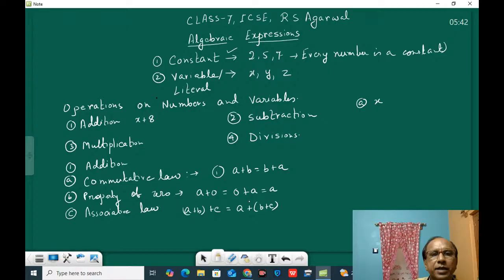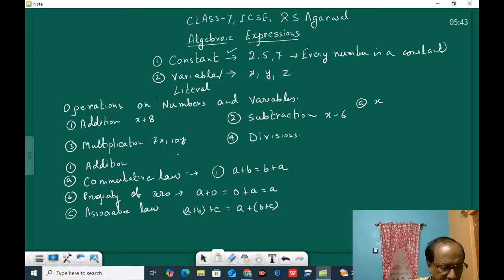And in the case of subtraction, we write x minus 6. This is subtraction, that is 6 less than x. If we multiply something, that is 7 times x, that is 7x. 10 times y, 10y. Like this.